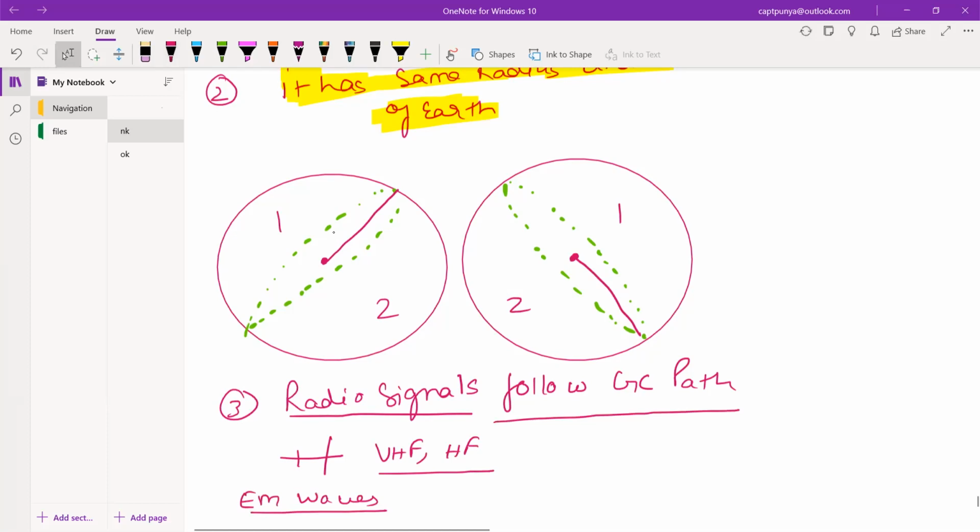So this is another important point. Your radio signal, these small points, they will come as a 1 mark question in your DGC exam. So remember, these radio signals follow your great circle path. So this is point number 3.